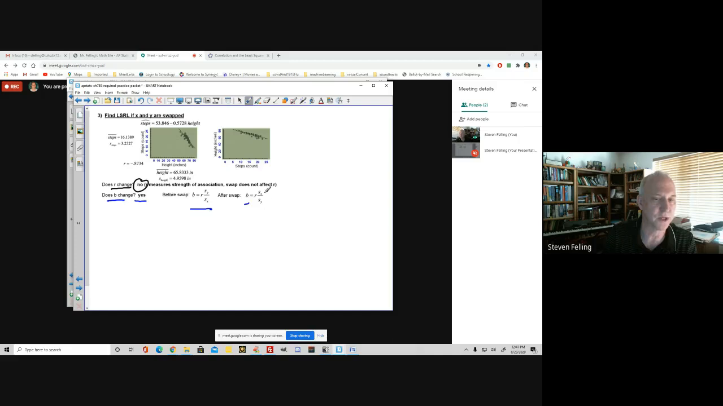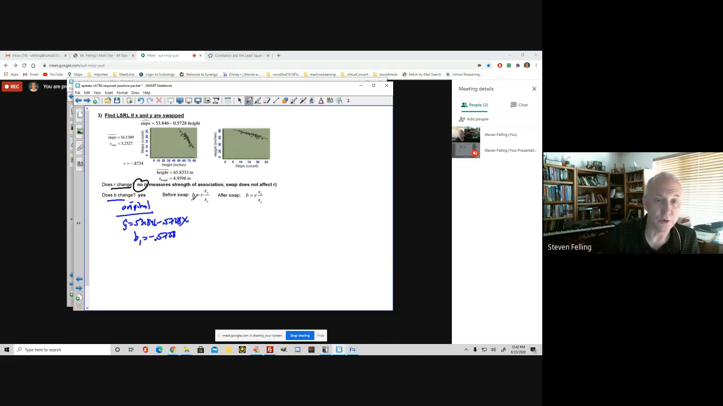I have to swap the x and y. All right, so here's how we do this. I like to work with the original equation over here. We know that the original slope, we had y hat equals 53.846 minus 0.5728x. So the first b, I'm going to call it b1, is negative 0.5728, okay?